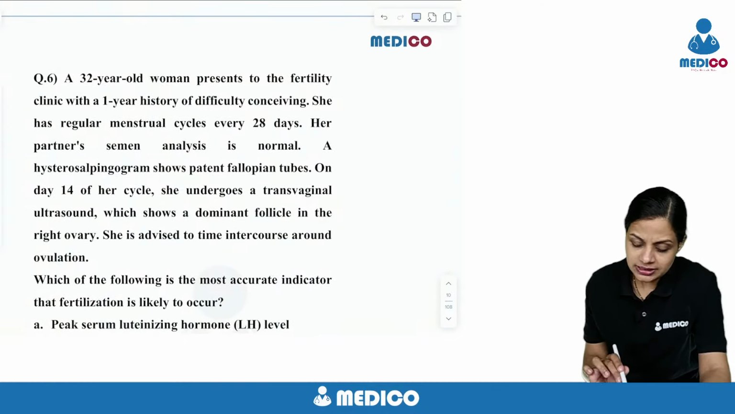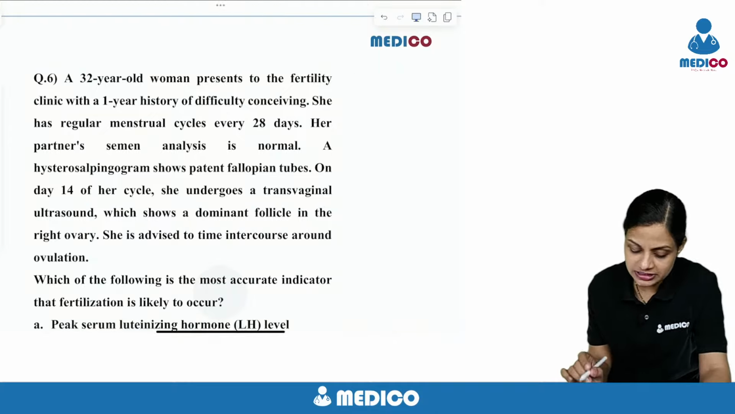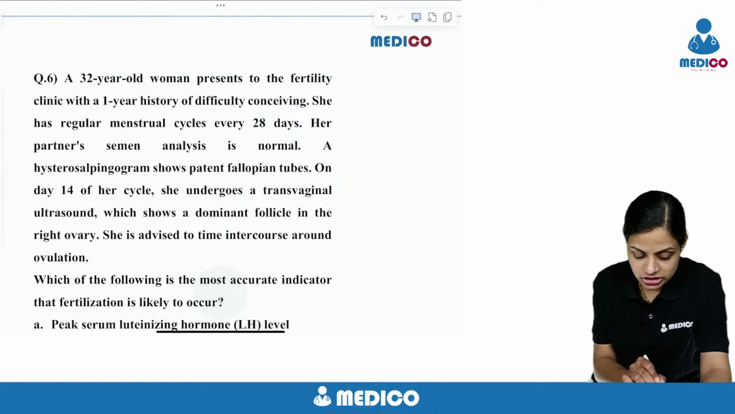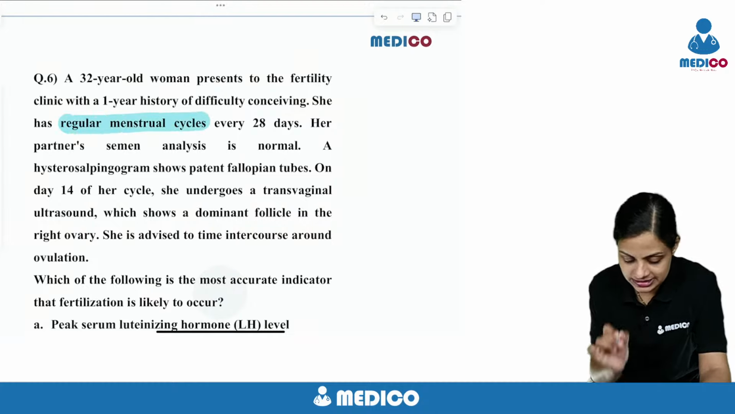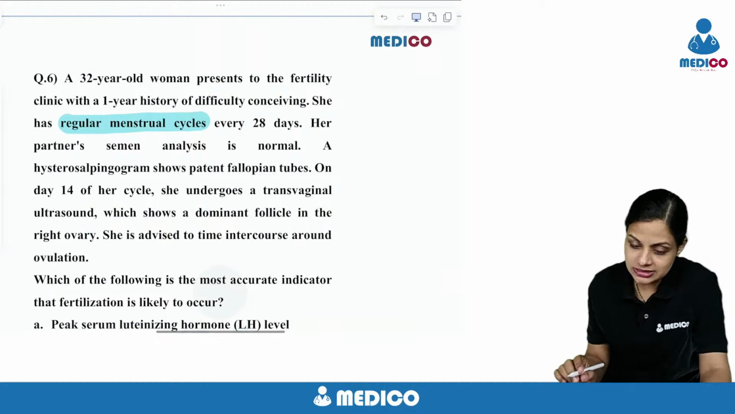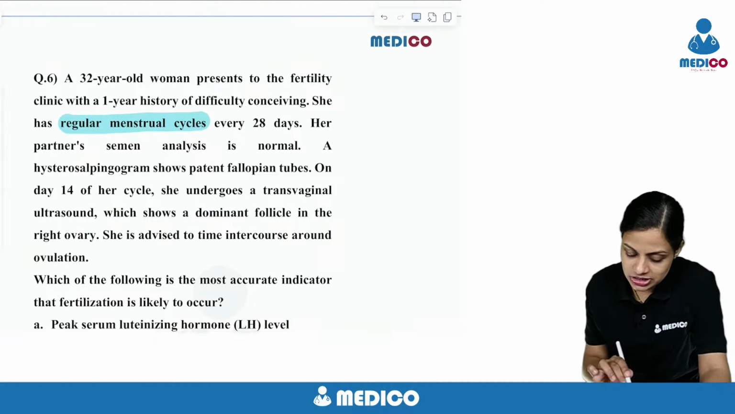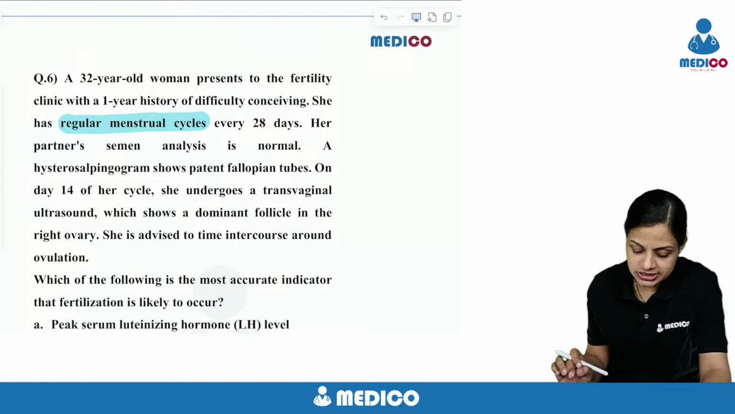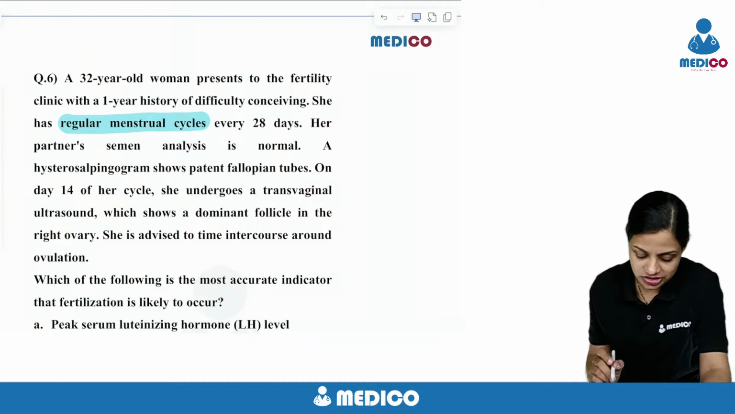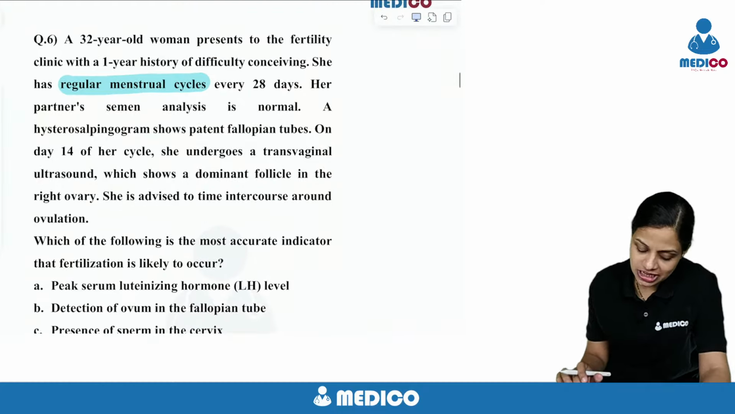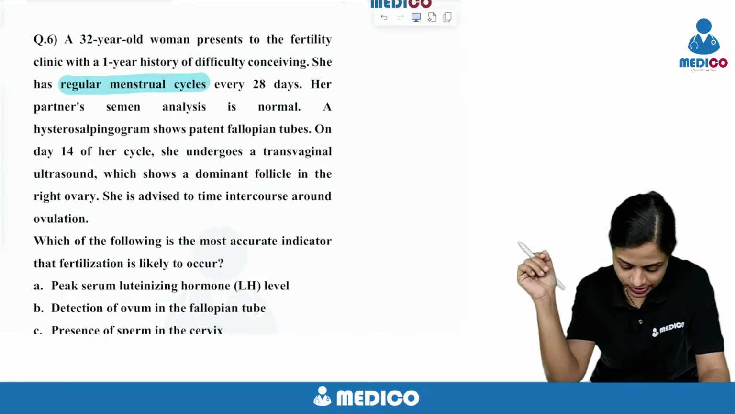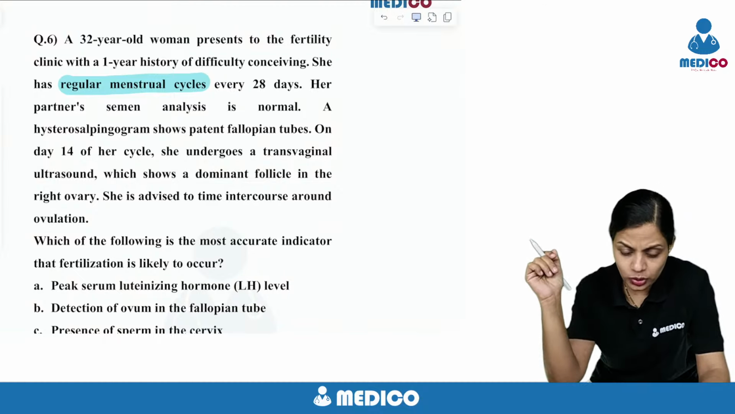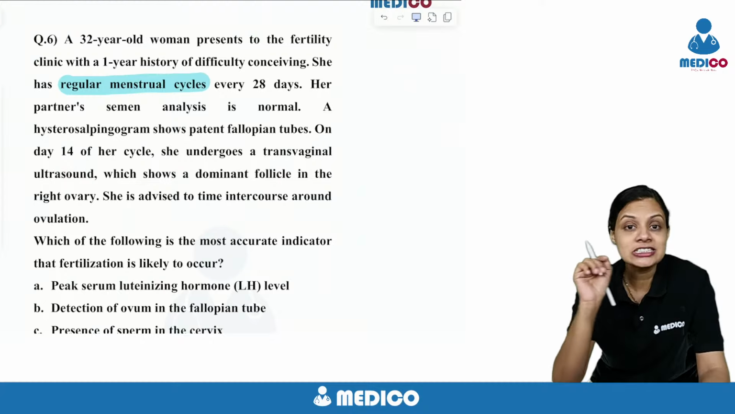Next one, a 32-year-old woman presents to the fertility clinic with a 1-year history of difficulty conceiving. She has regular menstrual cycles every 28 days. Her partner's semen analysis is normal. A hysterosalpingogram shows patent fallopian tubes. On day 14 of her cycle, she undergoes a transvaginal ultrasound which shows a dominant follicle in the right ovary. She is advised to time intercourse around ovulation. Which of the following is the most accurate indicator that fertilization is likely to occur?